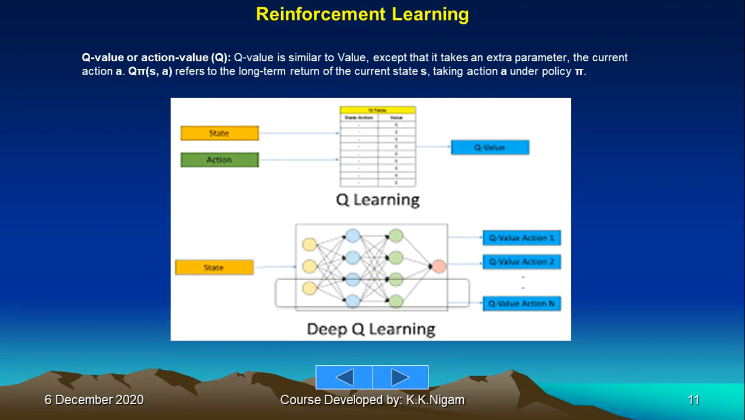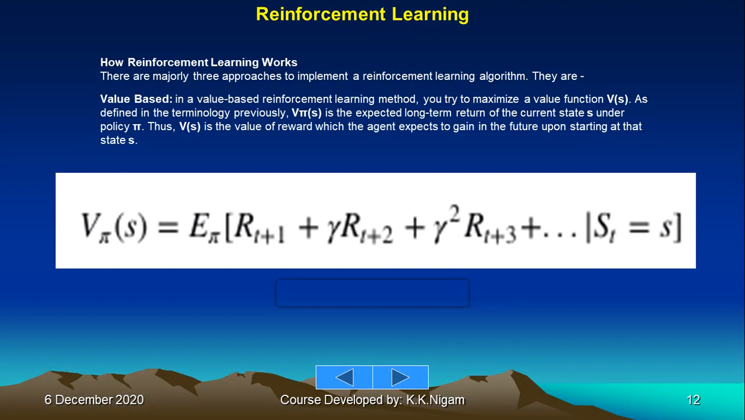The Q value or action value is similar to value except that it takes an extra parameter, the current action. Q pi of S and A refers to the long-term return of the current state S, taking action A under policy pi. So policy pi is nothing but your plan. What action plan? How reinforcement learning works.